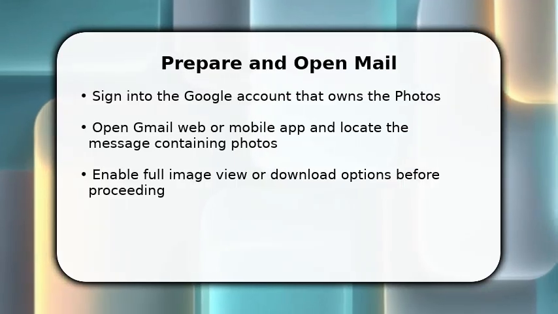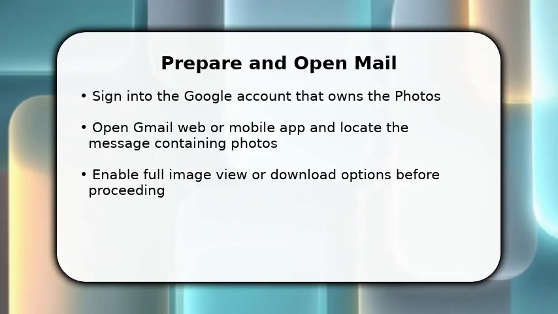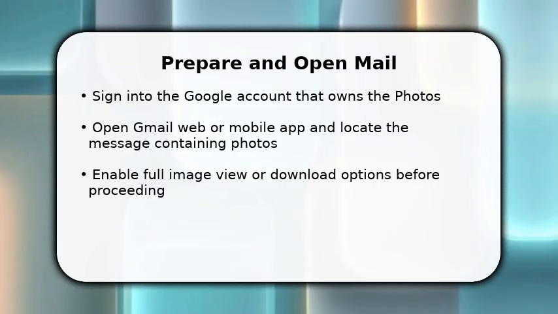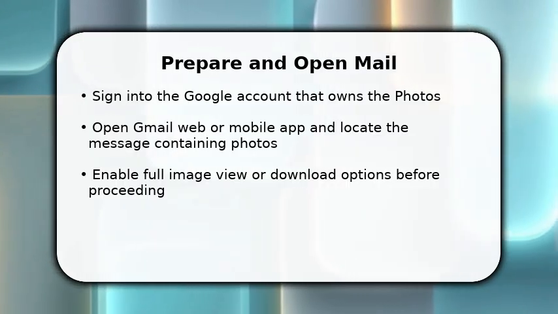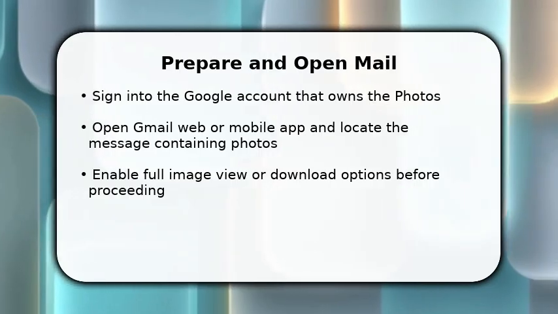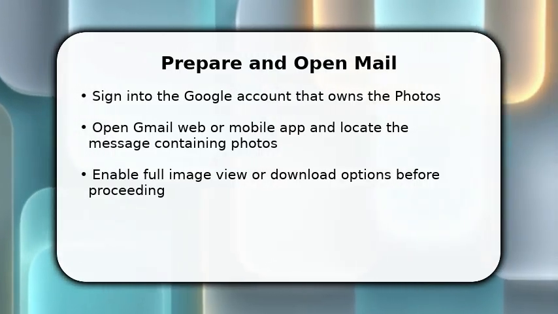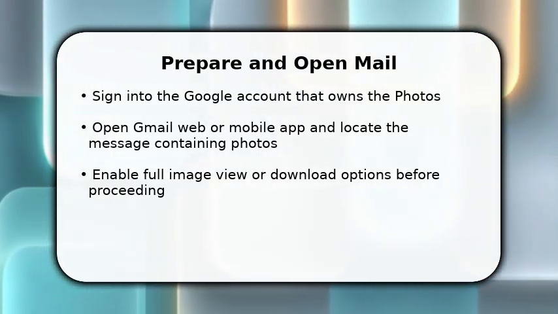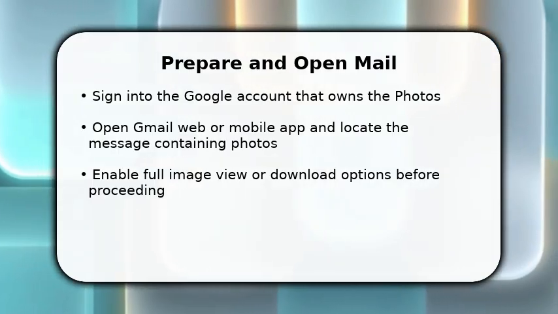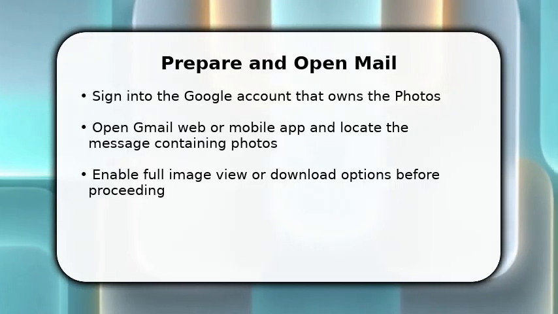You start by signing into the Google account that contains the photos you want removed. This ensures you work on the right library. Next, open Gmail on the web or the mobile app and find the message with the Google Photos link or attachment. Once you see the images, make sure you open the full image view or use the download option so you can confirm which photos are referenced before deleting from Google Photos.